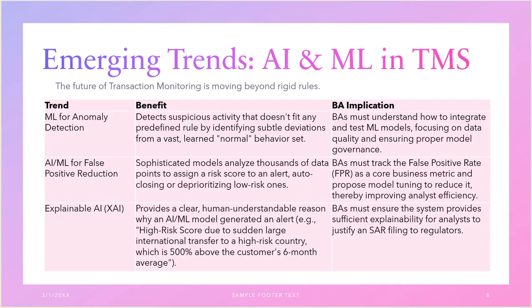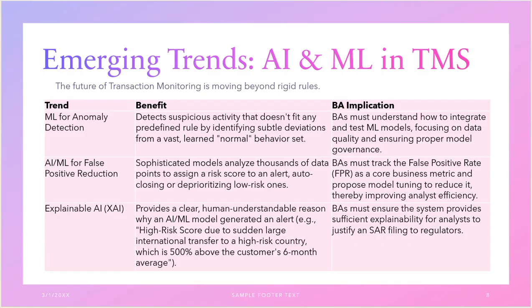So the BA must track the false positive rate as a core business metric and propose model tuning to reduce it, improving the analysis efficiency and reducing false positives. The BA must track the false positive rate in the system, identify the system patterns, update the code, and gather the requirements.